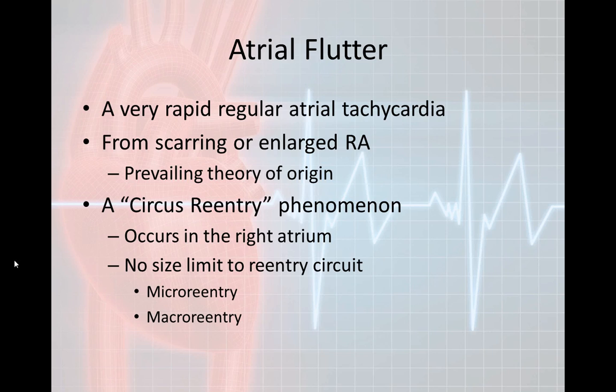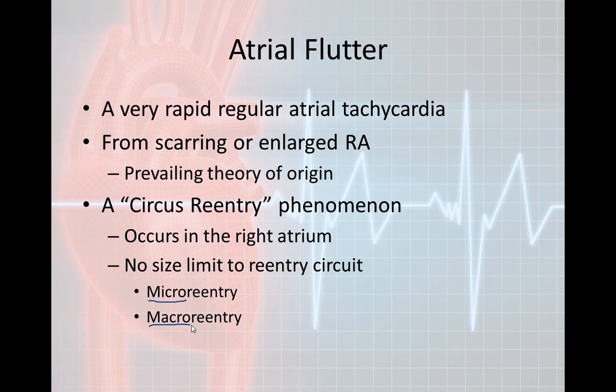So the Circus reentry phenomenon here occurs in the right atrium, and there's no limit to the reentry size. You could have a micro reentry, which is a very small reentry problem between a few cells, or you could have a macro reentry. A macro reentry is a much larger reentry phenomenon, and I'll explain the reentry phenomenon here in a second. But a macro reentry is a very large reentry phenomenon, which could be just as large as the right atrium itself. For example, when we talk about AV nodal reentries, it is considered a reentry circuit or a Circus reentry phenomenon, and we'll talk about that later in another presentation.